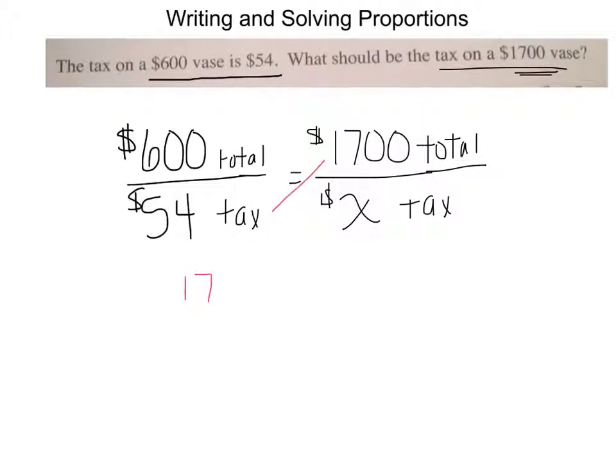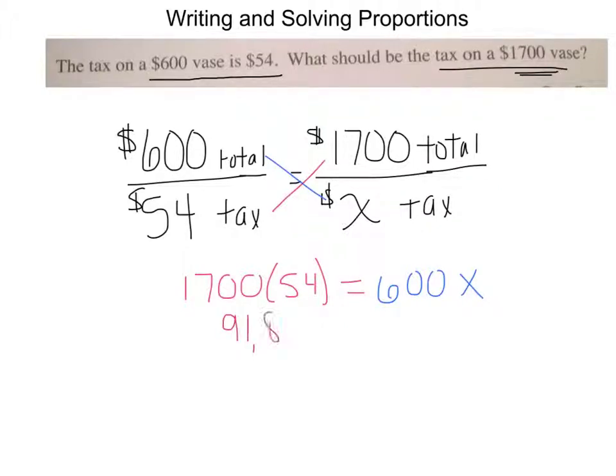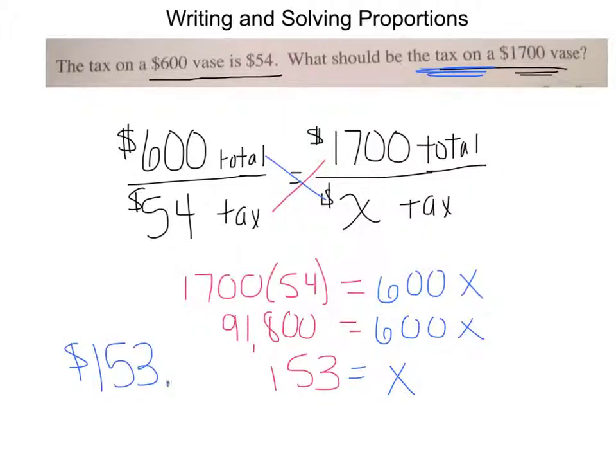So we're going to say 1,700 times 54 is equal to 600 times x. And 1,700 times 54 is equal to 91,800. And I'm still setting that equal to this right-hand side. And now to solve for x, I need to do 91,800 divided by 600, and I get 153 is equal to x. So to go back and answer the question, what should be the tax on a $1,700 vase? The tax will be $153.